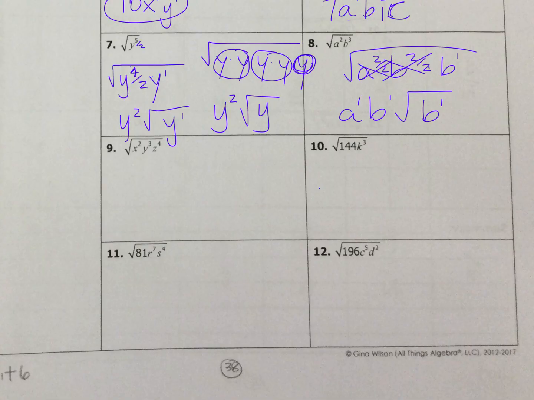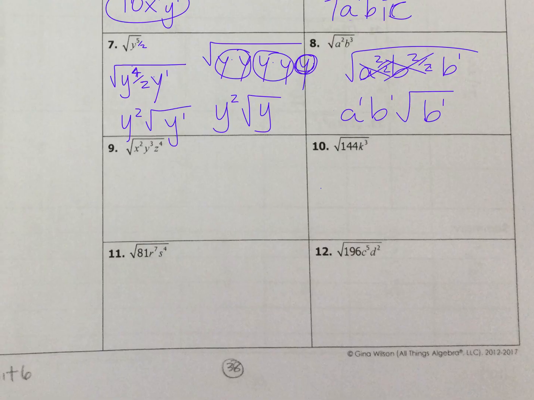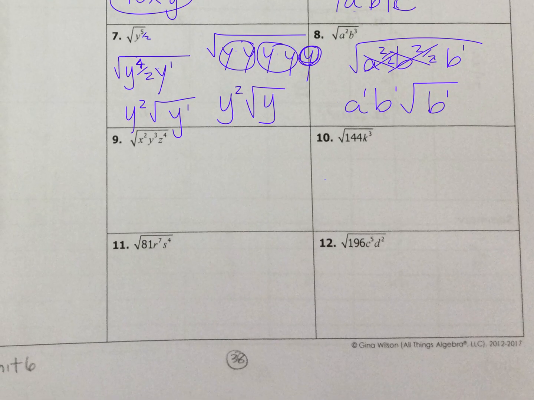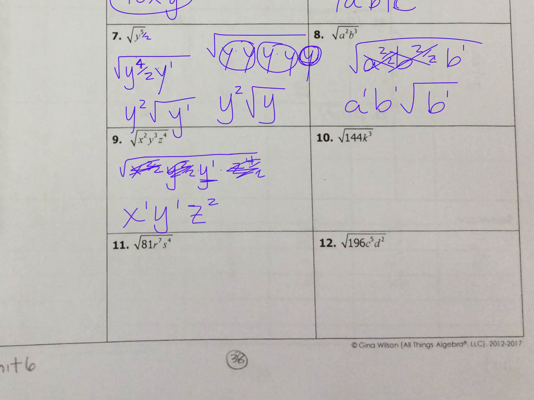All right. This y is not going to be divisible, so let's make this x squared y squared times y to the 1 times z to the 4th. And now I can divide by 2, divide by 2. This guy's stuck, divide by 2. So x to the 1, he comes out. y to the 1, he comes out. z squared, he comes out. And this y to the 1 is left inside.